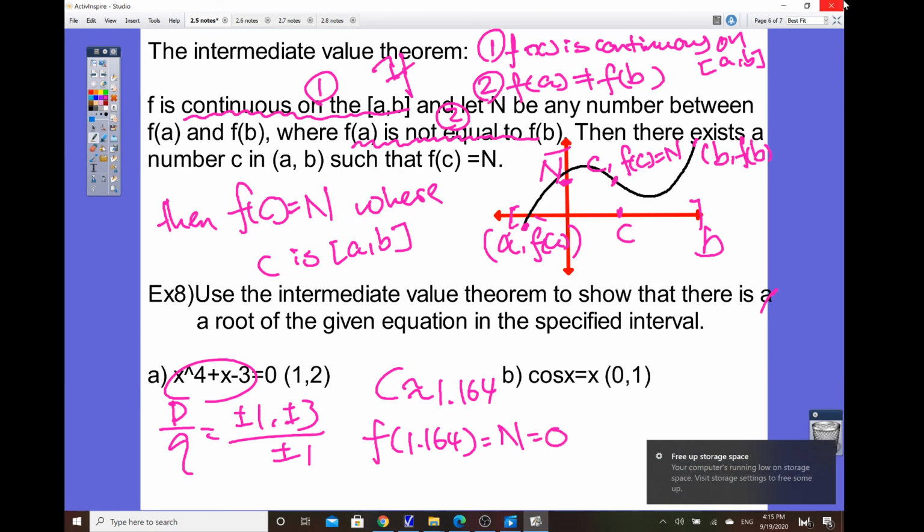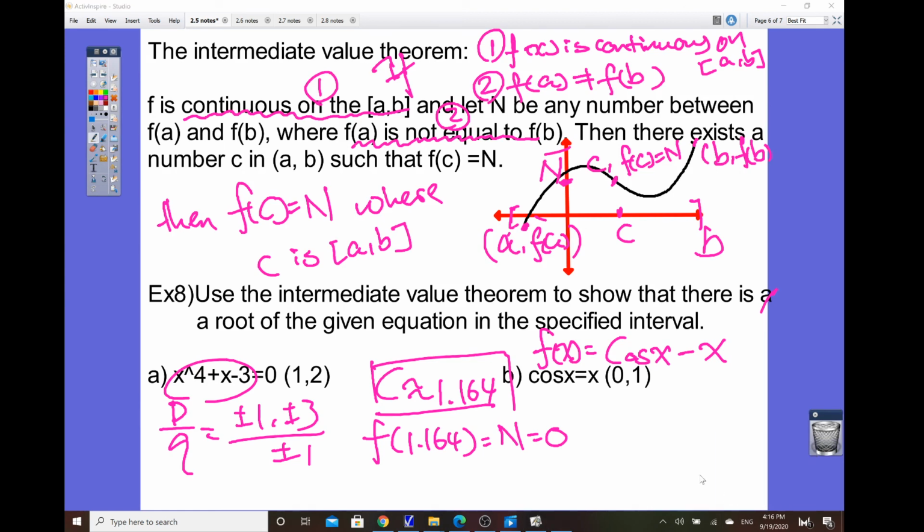So basically just find the value of c, the value of the root, and that's exactly what we're doing. And then the other one is quite similar. But before you do it, you want to bring everything together to one side. So cosine of x minus x, and that would be considered f of x.